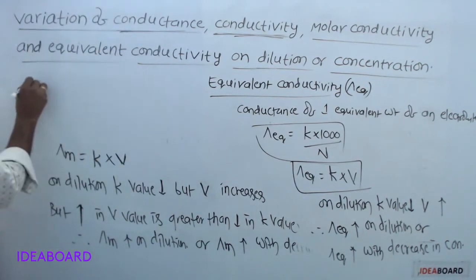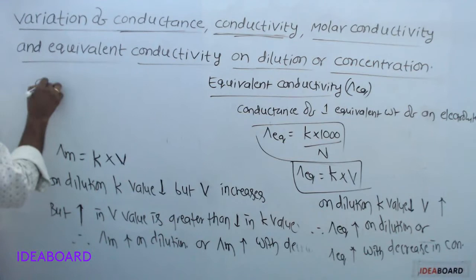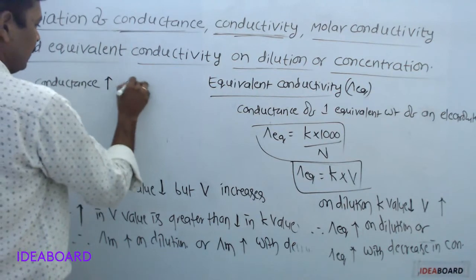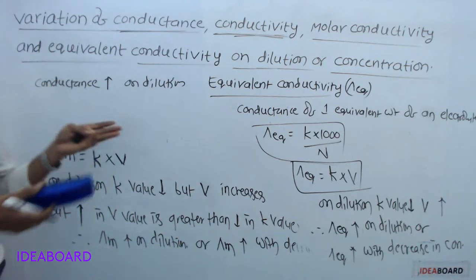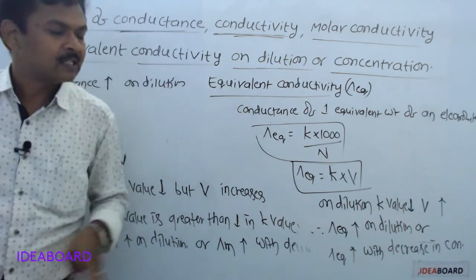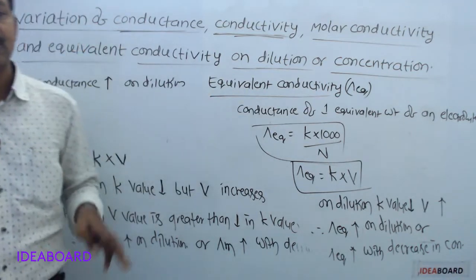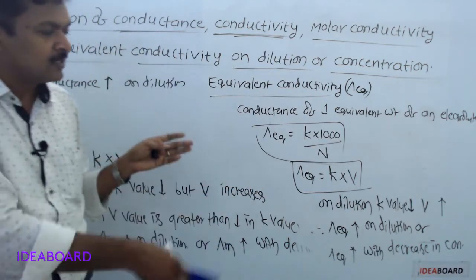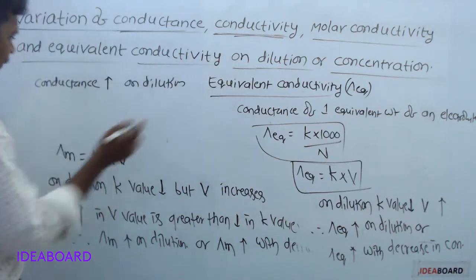First, conductance G. Conductance increases on dilution, because on dilution the distance between the ions increases. As the distance between the ions increases, attraction forces between the ions decrease. Then ease of mobility of ions increases. Therefore conductance increases on dilution.